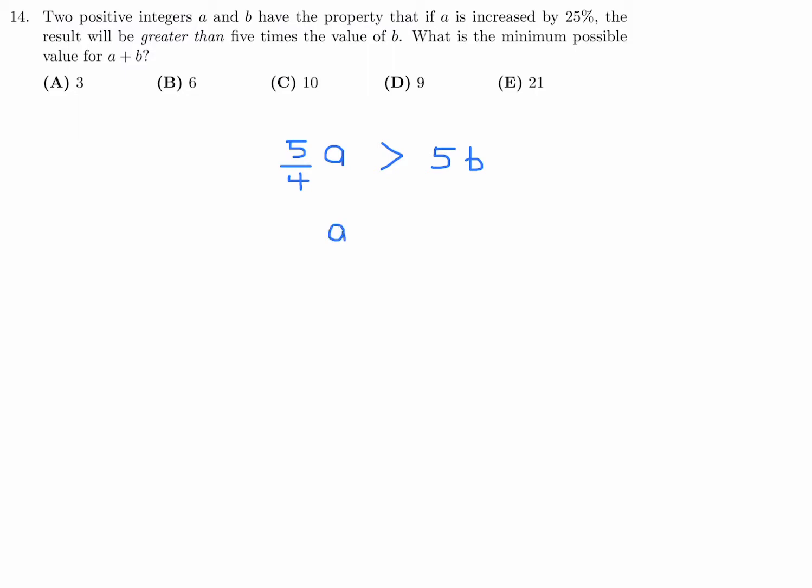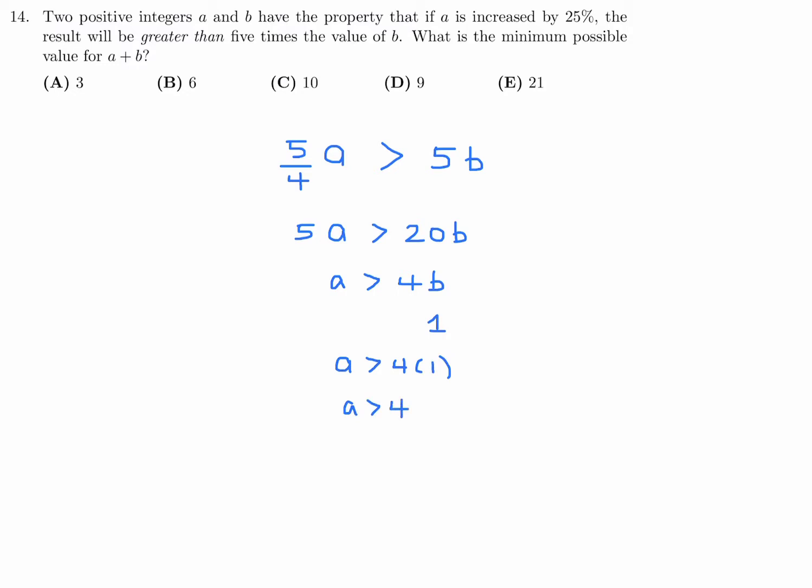Working with this, cross multiply the 4 and you get 5a is greater than 20b, and therefore a is greater than 4b. Now they want the minimum possible value of a plus b, and both a and b are positive integers. So what's the smallest positive integer I can choose for b? Well, it's got to be 1. So if b is 1, a must be greater than 4 times 1. a must be greater than 4.